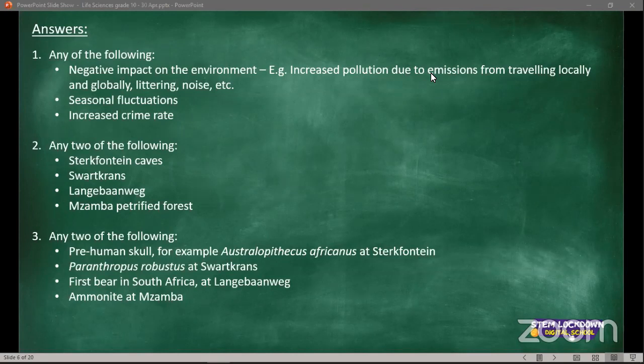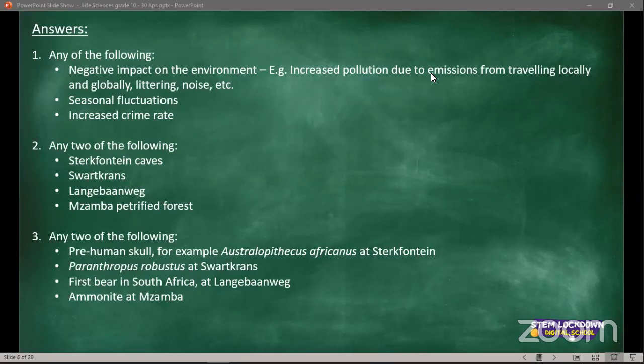For number 2, name fossil sites. Any two of those, we have the Sterkfontein Caves, the Swartkrans, Langebandweg, and Mzamba Petrified Forest. We talked about Sterkfontein Caves and Swartkrans. Those are found in the Cradle of Humankind. And that World Heritage Site is found in Gauteng.